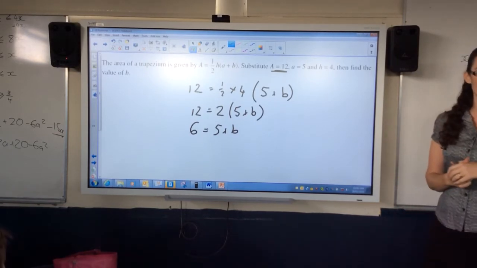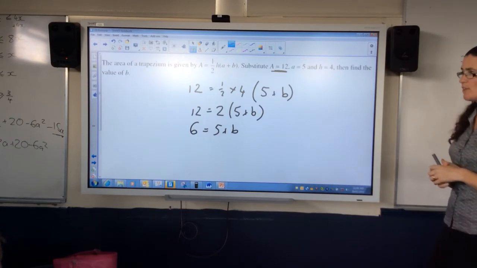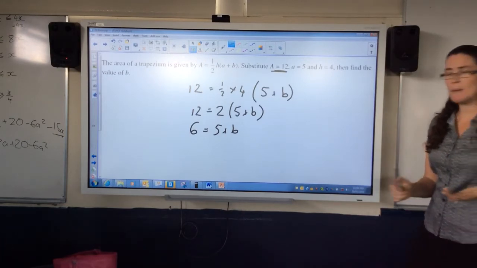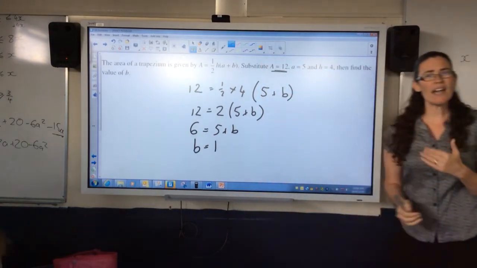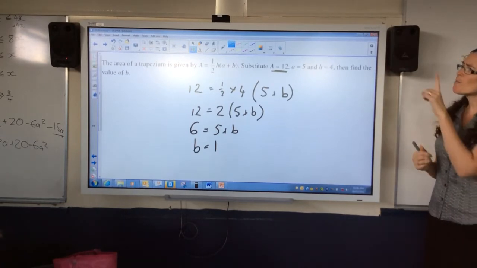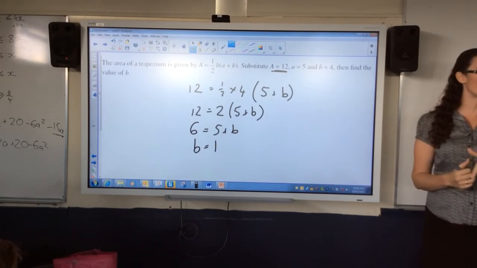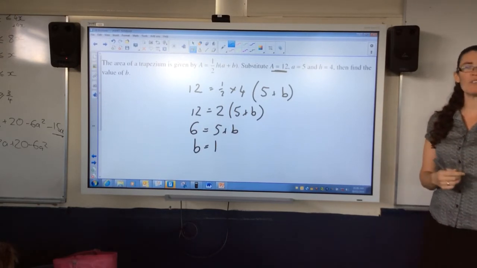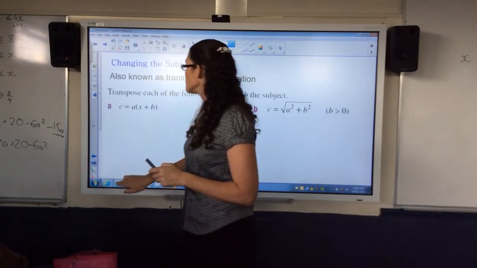What's the last step? Just subtract. Subtract 6 and 5. Okay, so what do I get as my b? 1. b is 1. So in that question, from my formula, when I put my numbers in, I then just had to solve an equation. Okay, so that's more likely what I would give you in a test. Practice is more skills.